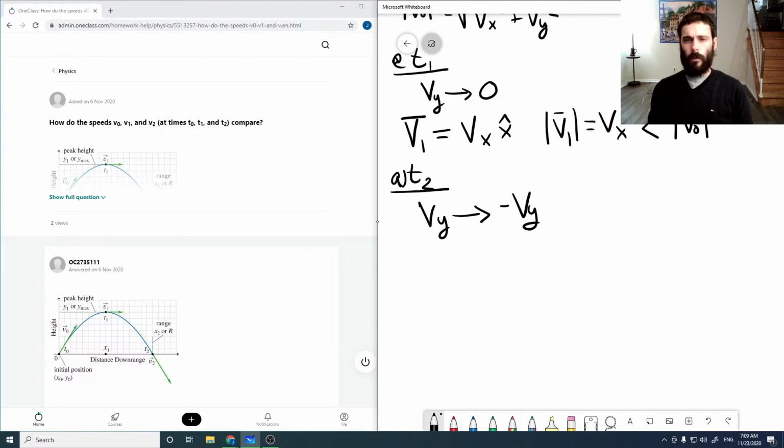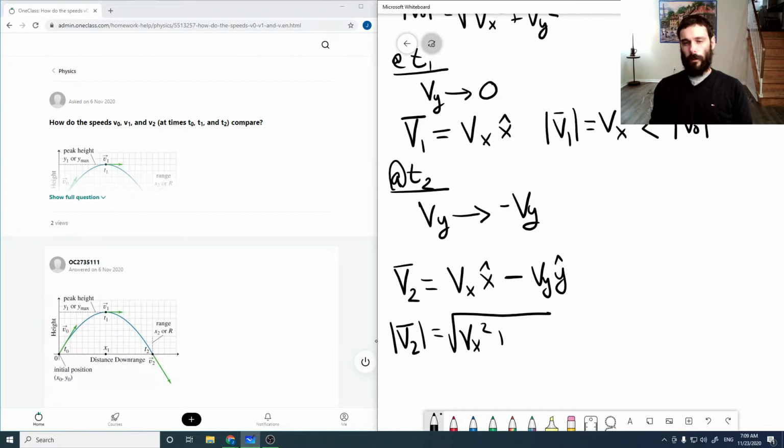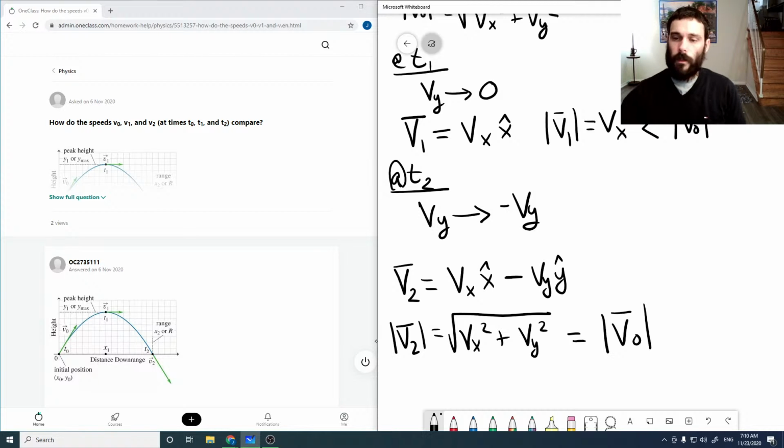So then at t2, Vy goes to minus Vy. So our v2, our velocity, is just Vx x hat minus Vy y hat. But then if we look at our speed, it's just the square root of Vx squared plus Vy squared, because a minus sign when squared becomes positive. So then that exactly equals our speed at 0. And so to wrap it back through, right, if we have some speed at t0, then at t1 the speed is going to be less and exactly equal to the x component. And then at t2 it's going to be exactly equal to the initial speed but acting in a negative y direction. But x is maintained throughout the whole motion.